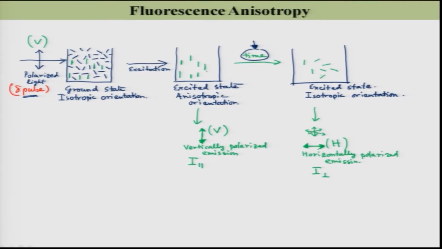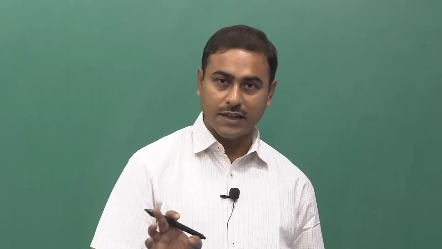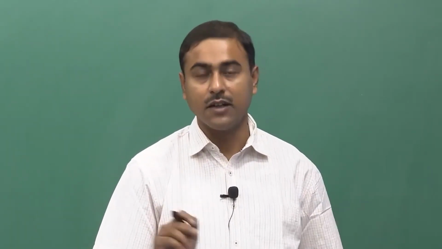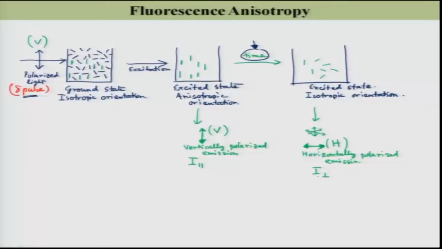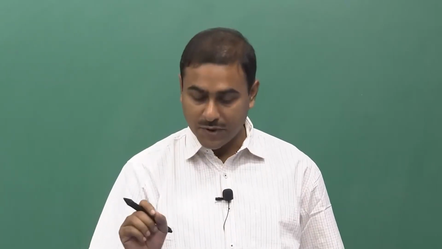If the lifetime of this molecule is, let us say, 1 nanosecond, and the reorientation time is 10 nanosecond, then the contribution of the I perpendicular will be much smaller than I parallel, because the molecule takes time to convert from the vertical position to the horizontal position. Later on we will see that it is not 90 degree, it is 54.7 degree, but that will come later. So, the reorientation will take more time than the lifetime. By the time it reorients, the molecule has come back to the ground state. So, the emitted photon will be like a vertically polarized light.